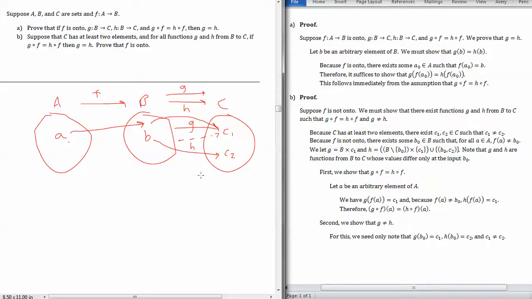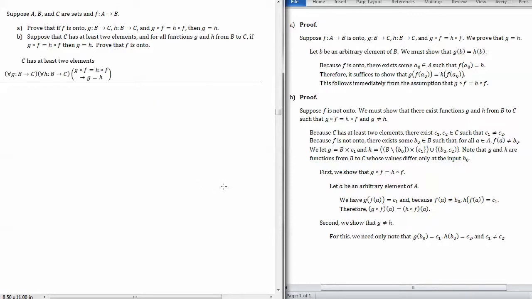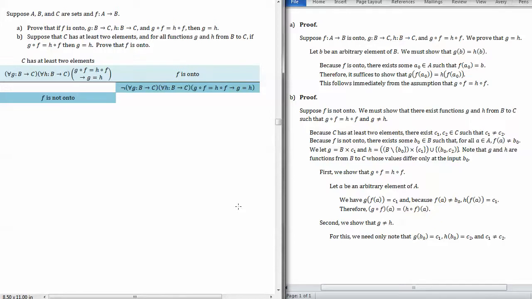Okay, well, that one may be a little bit hard to fully grasp from the picture. Let's go ahead and work out the details. So here's our assumption. C has at least two elements, and for every G and H you can come up with, if the compositions are equal, the functions must be equal. Okay, and we're trying to prove F is onto, and we are going to prove the contrapositive.